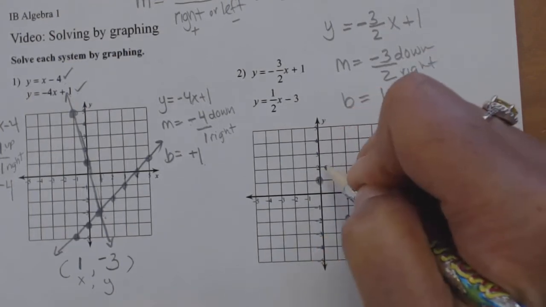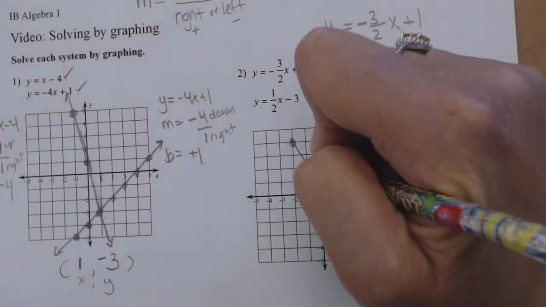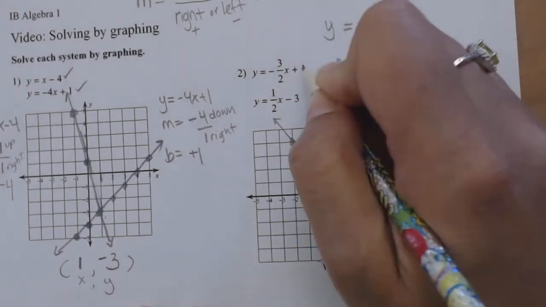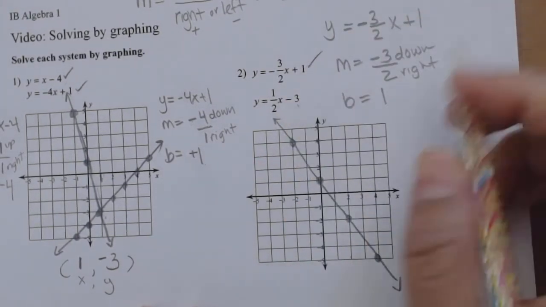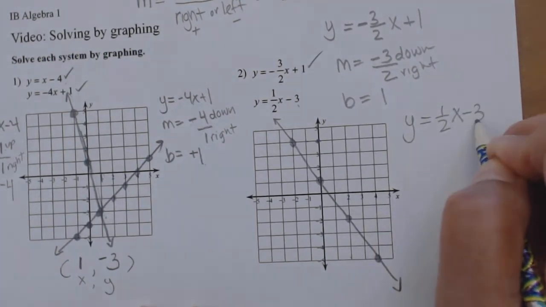And I'm going to go the other way too. Up 1, 2, 3, left 1, 2. So this makes a nice line that goes all the way through. And I have that one done. Let's do this one now. I'm going to write down y equals 1/2 x minus 3.